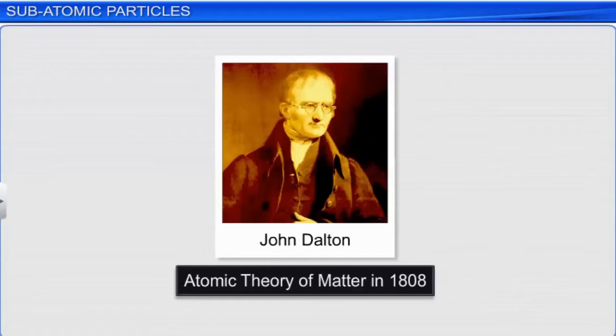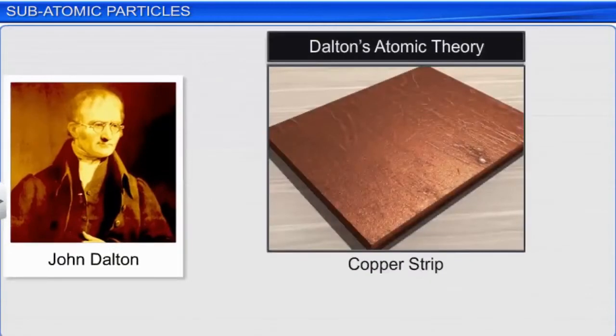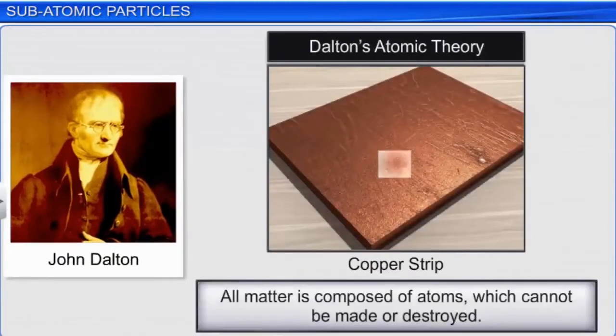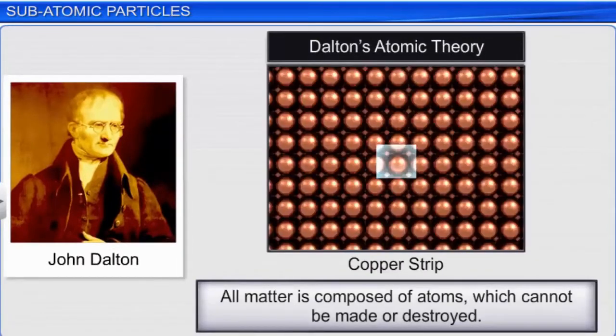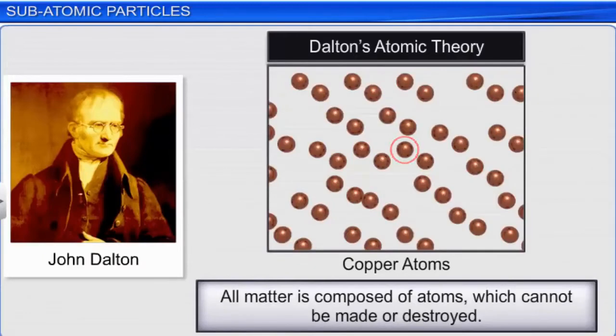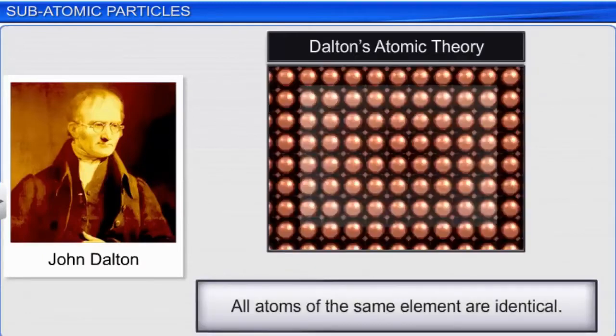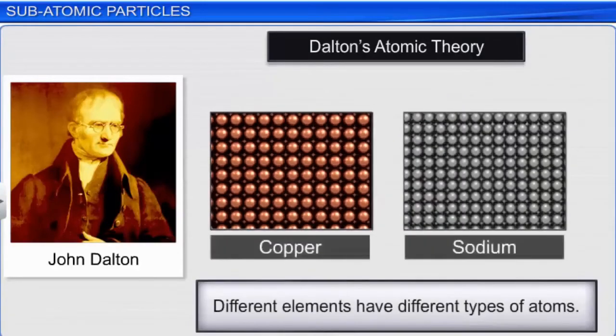Dalton proposed that atom is the ultimate particle of matter. This theory is called Dalton's atomic theory. It postulates that all matter is composed of atoms that cannot be made or destroyed. All atoms of the same element are identical. Different elements have different types of atoms.